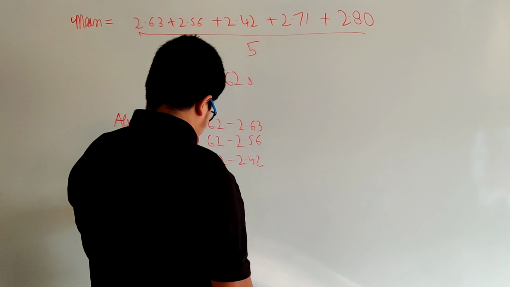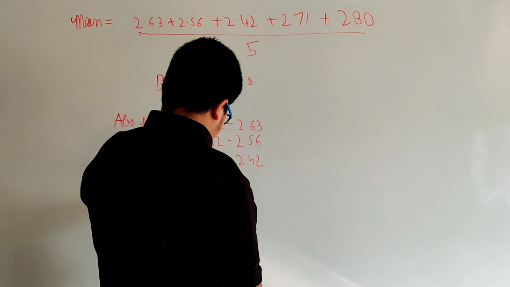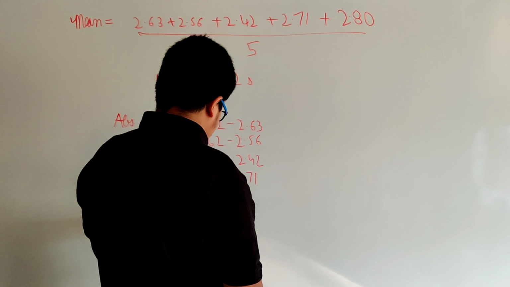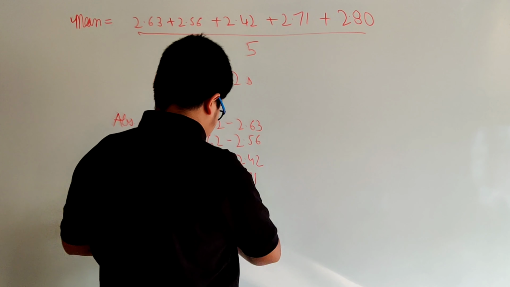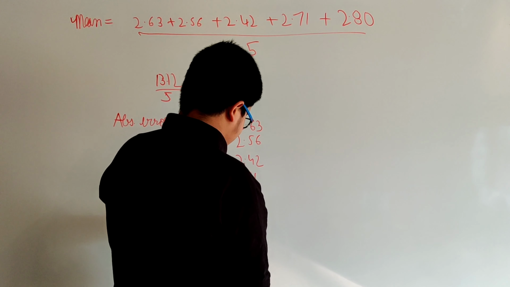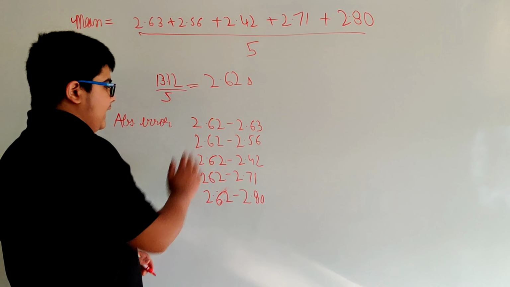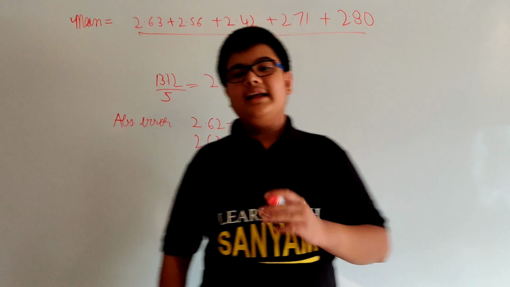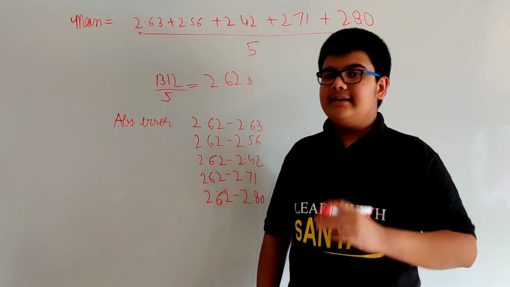Similarly, 2.62 minus 2.71 and 2.62 minus 2.80. Now we have to take the mod of all these values. So mod means that even if the value comes in negative, we have to consider it as positive.